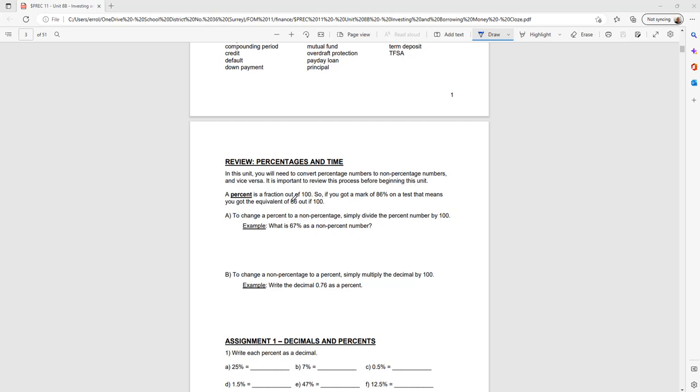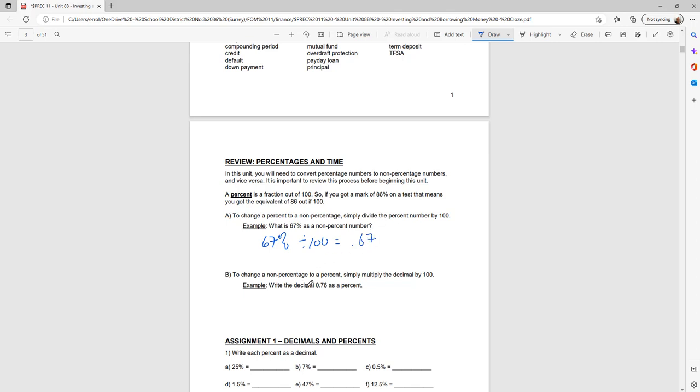The percent is a fraction out of 100, so if you get a mark of 86 on a test, that means you got an equivalent of 86 out of 100. So A says here, to change a percent to a non-percent, simply divide the number by 100. So example, what is 67% as a non-percent number? So what that really means is 67%, we're going to divide by 100, and that gives you 0.67.